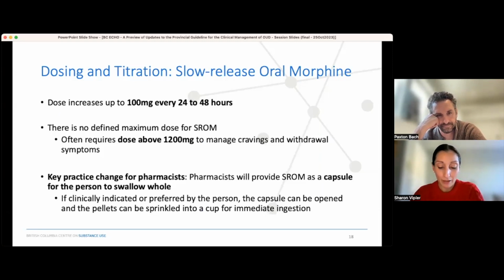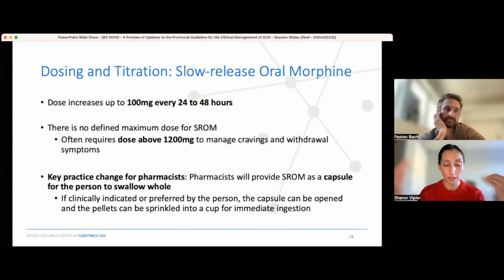The other part around titration. So again, this is a practice that probably most of us have already adopted, but this guideline now is updated to reflect that. So dose increases up to 100 milligrams every 1 to 2 days or 24 to 48 hours. Ideally, the increases should be separated by at least 24 hours. Of course, this is in the context of an outpatient setting, or a setting in which you don't have regular monitoring.